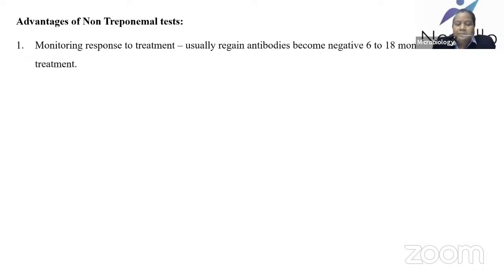So what are the advantages of non-treponemal tests? I have already told you, non-treponemal tests will become negative, or the titer will fall down, with effective treatment. So for monitoring the response to treatment, usually the reagin antibodies become negative 6 to 12 months after the treatment, whereas the treponemal test will remain positive lifelong. So the treponemal test cannot be used as a prognostic marker. That is why non-treponemal tests are used as a prognostic marker, as the reagin antibody levels will fall down with effective treatment. So, very important MCQ: monitoring the response of treatment.